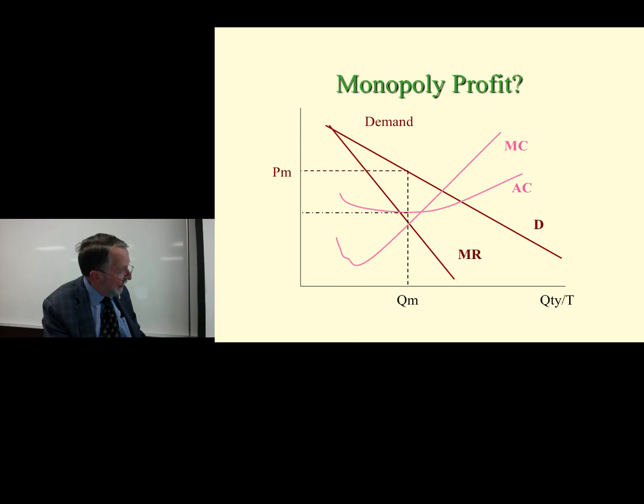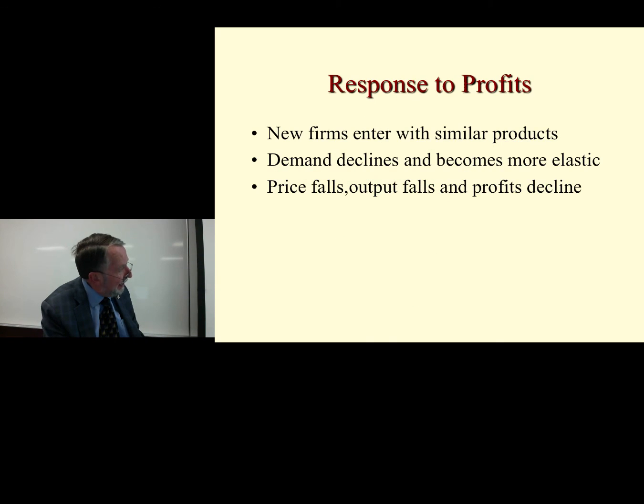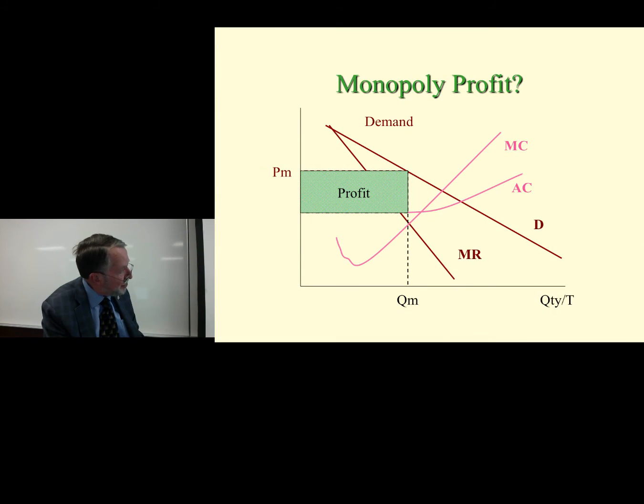So the total revenue would be PMQM, the whole rectangle. The bottom area would be total cost, average cost times quantity. And so profit would be the difference between those two. In fact, another way of thinking about it is price minus average cost, times quantity: the price that I sell it for minus my per unit cost of production, times how many units I've sold. That would give me the profit that I'm making for the firm.